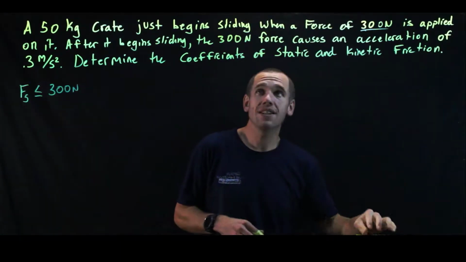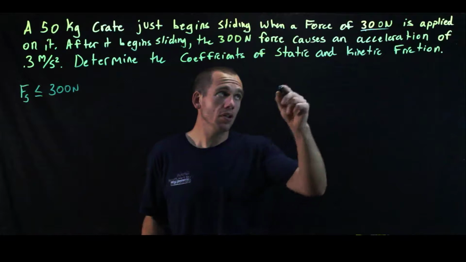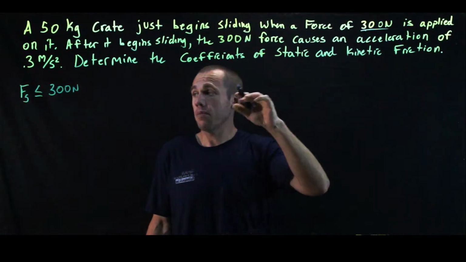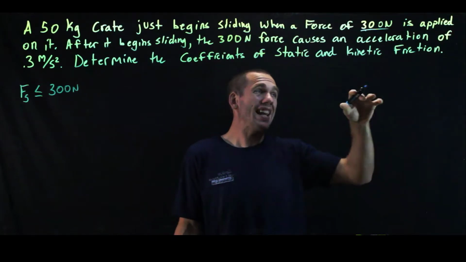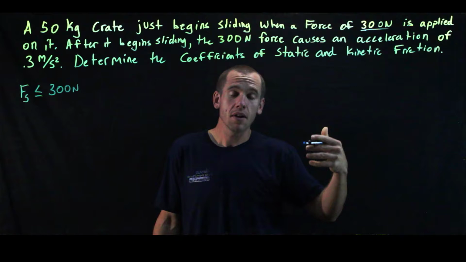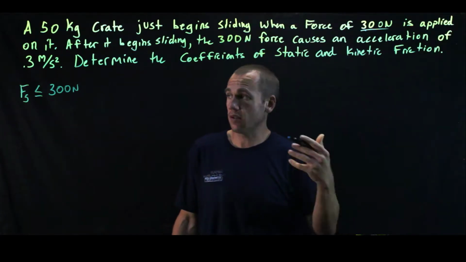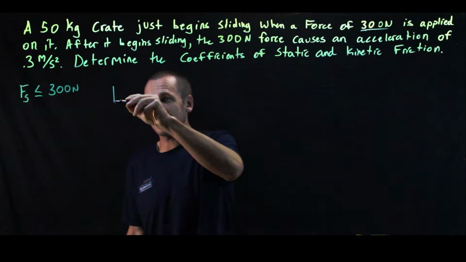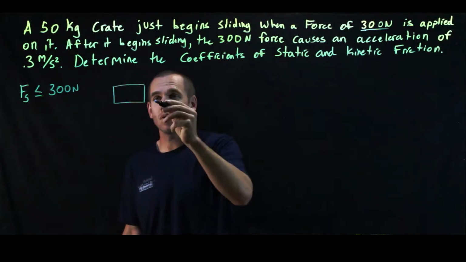If that force continues to act on it, the 300 Newton force causes an acceleration of 0.3 meters per second squared. So from that, we're supposed to determine the coefficients of static and kinetic friction. Now, that's not the same thing as the frictional forces, but we're going to have to find the frictional forces in order to get these coefficients. So let's start with the case where it's at rest. It's not accelerating, it's just about to accelerate.